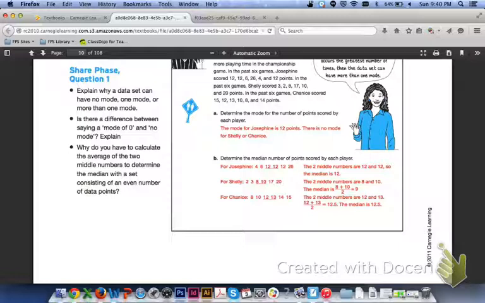But for Shelley it's a little different. You can see that 8 and 10 are the two middle numbers, and so 8 plus 10, adding those two numbers together, is 18, and divided by 2 equals 9, and that allows us to find the middle of the two middle numbers in that data set. And then for Shanice, the two middle numbers are 12 and 13. So if you add the two middle numbers together and divide by 2, it's 12 and a half. And that makes sense. 12 and a half is in between 12 and 13.